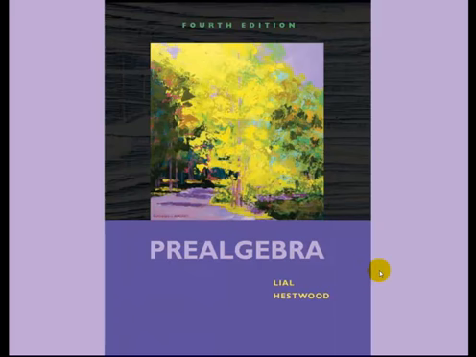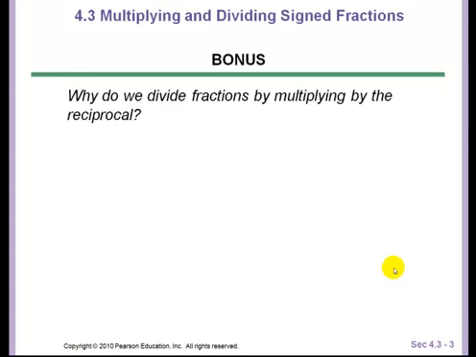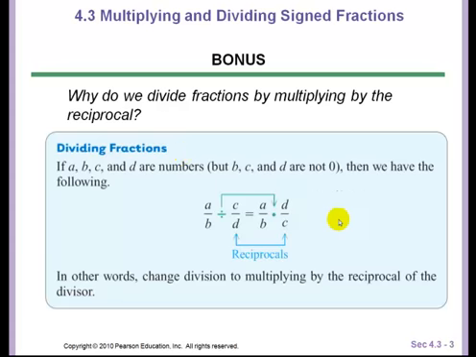This is the bonus video for section 4.3, a little more explanation about why we divide fractions by multiplying by the reciprocal. So, why do we divide fractions by multiplying by the reciprocal? Here's the rule from section 4.3. If you have a over b divided by c over d, in order to do the division you actually multiply, so the division becomes a multiplication, and we flip or take the reciprocal of the second fraction.